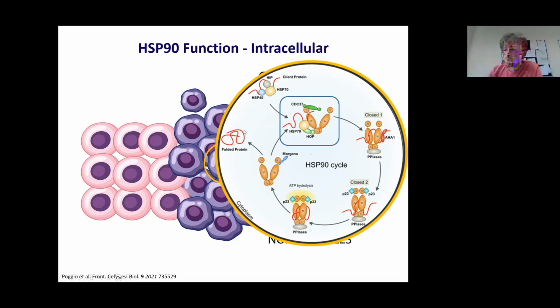Now, HSP90 also tends to have a quite prominent extracellular role. It has been shown to interact with cell surface receptors, and is involved in regulating cell signaling and, of course, cell migration, whilst HSP90 has also been shown to have an important role in remodeling of the extracellular matrix.